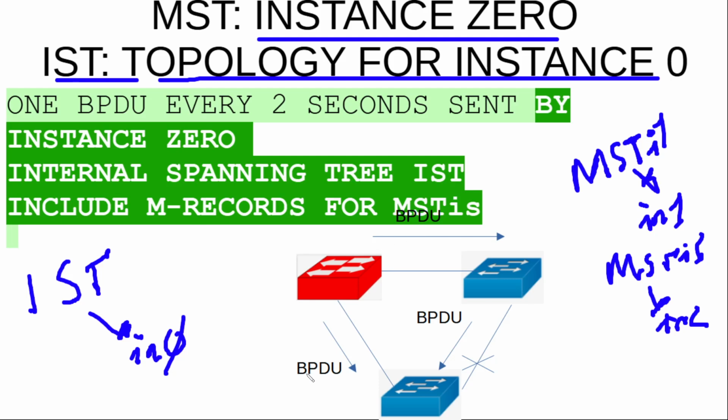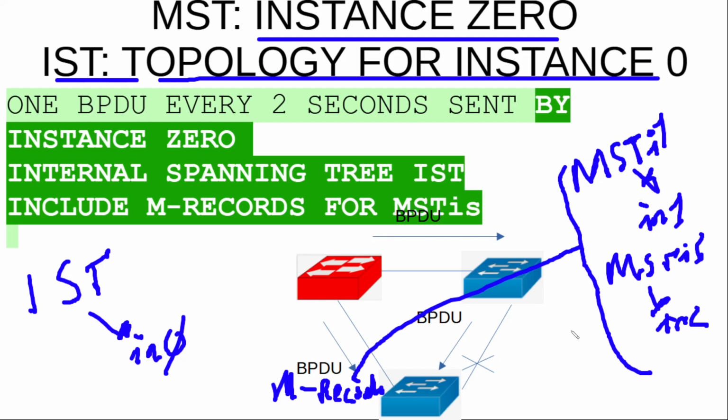These BPDUs will include M records that contain all the information in order to calculate all the MSTIs within this domain. So a multiple spanning tree is so efficient that it only requires one BPDU, and within this BPDU that is controlled by the IST or internal spanning tree contains M records that contain enough information to calculate your multiple spanning tree instances topologies.